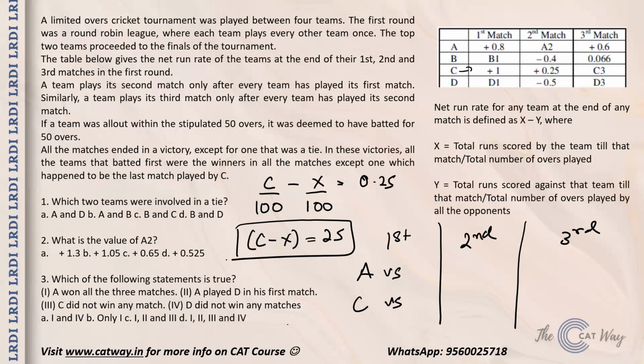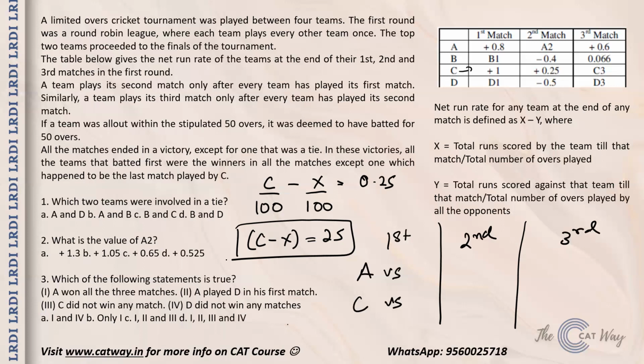Similarly, if you see, at the end of the second match, B has a difference of minus 40, and D has a difference of minus 50. Okay, so C has a difference of minus 25, B has a difference of minus 40, and D has a difference of minus 50 runs. Okay, so this is what we have. Now, C cannot lose its match against B or D, because their respective run difference is either 0 or 10.